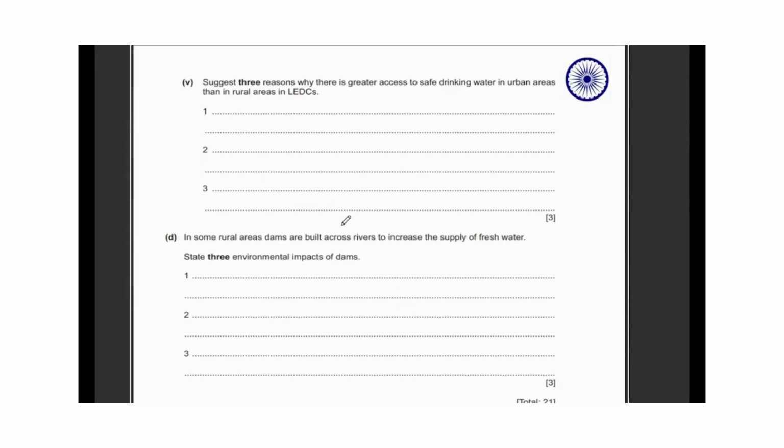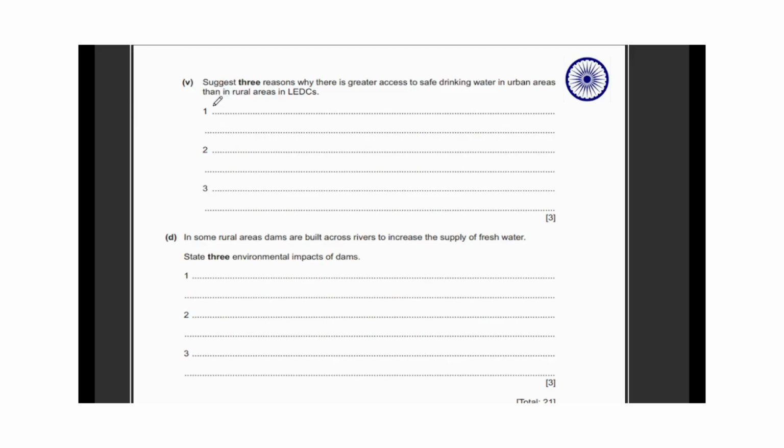Suggest 3 reasons why there is a greater access to safe drinking water in urban area. That means in cities you will find more safe drinking water compared to the rural area. The reason behind this: drinking water is very safe in urban areas because, first thing, urban areas pay more tax, and the filtration process is easier. Second thing is more water treatment plants are there, that's why you get more filtered water, right? And that's how you can just put it into the order.